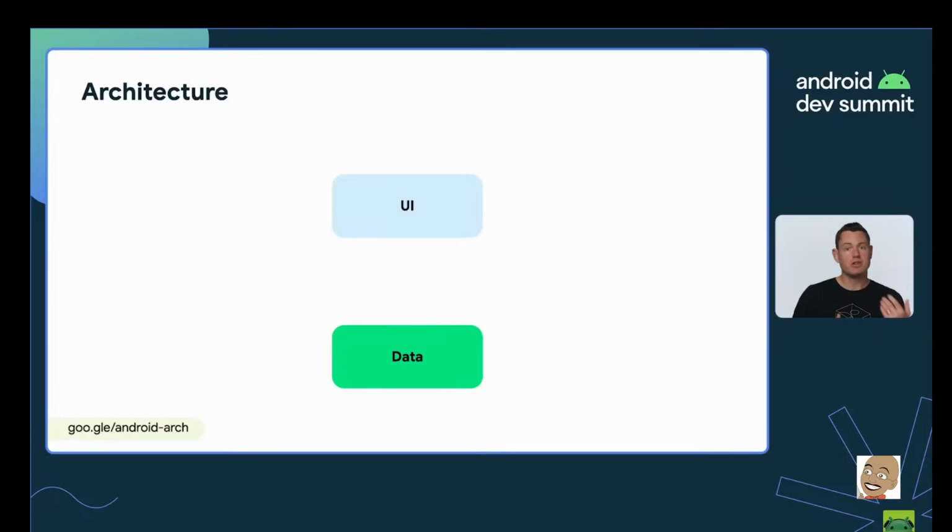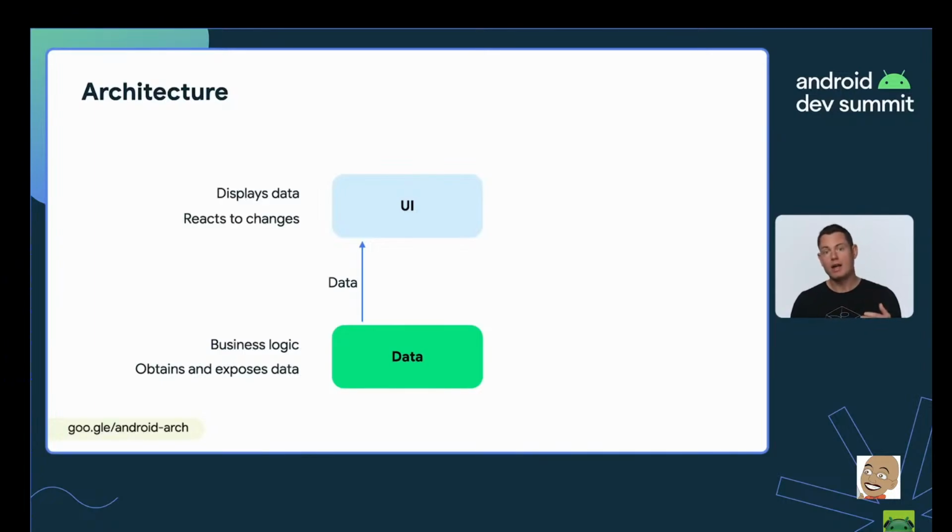The architecture for a feature like this can be broadly divided into two layers, UI and data. The data layer obtains and exposes app data to the UI layer, as well as performing business logic. The UI layer displays app data on screen and reacts to any changes in that data. An important word here is reacts. By setting up a stream of data between the layers, we are creating a reactive UI. It just needs to be told how to update its state when new data arrives.